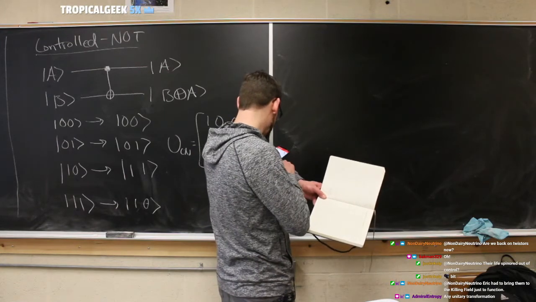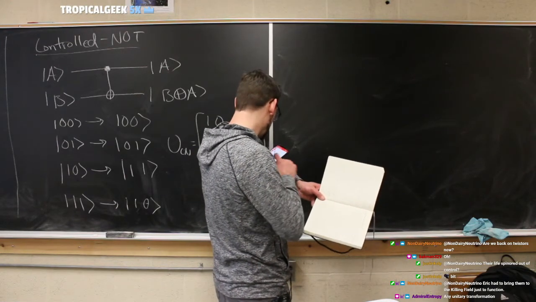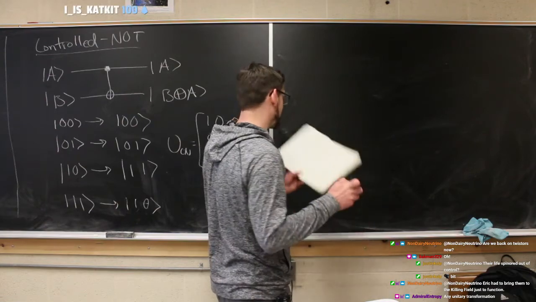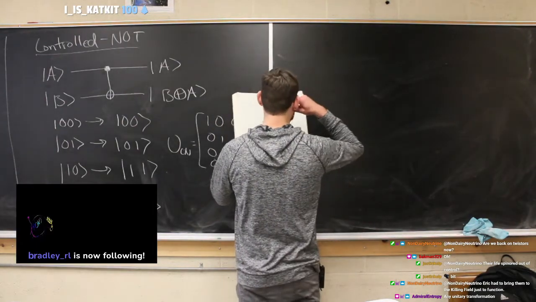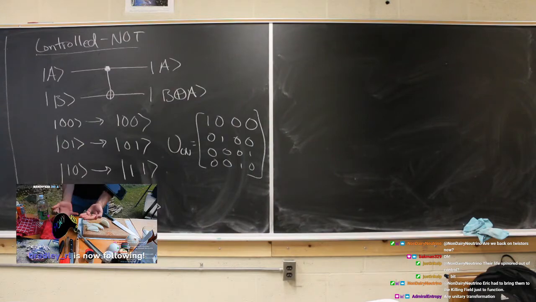Okay, so let me talk about measurement gates in a different sense. Measurement gates have this other property where you can actually measure things in different bases, right?